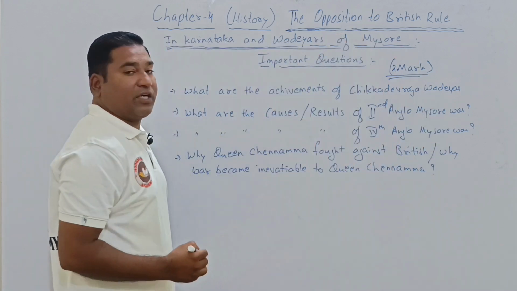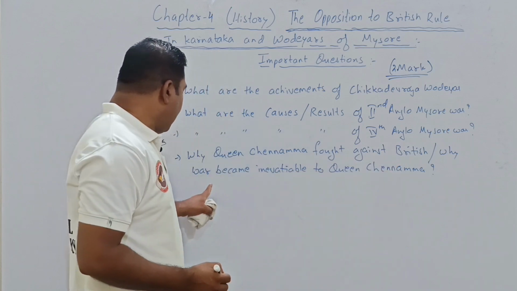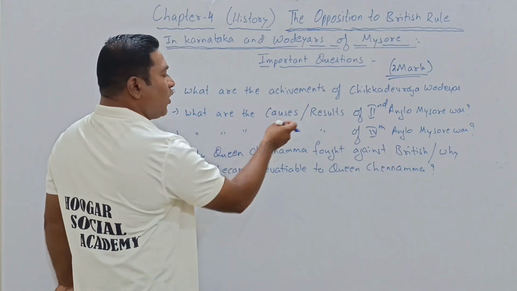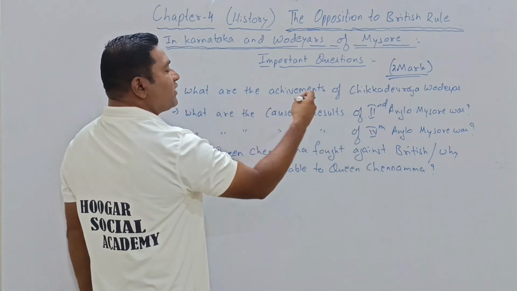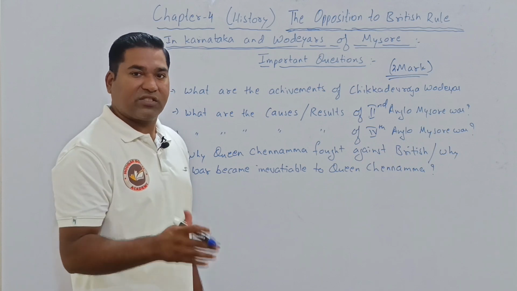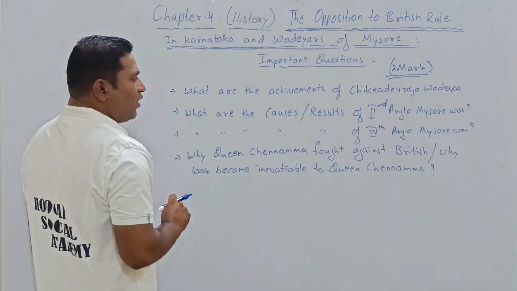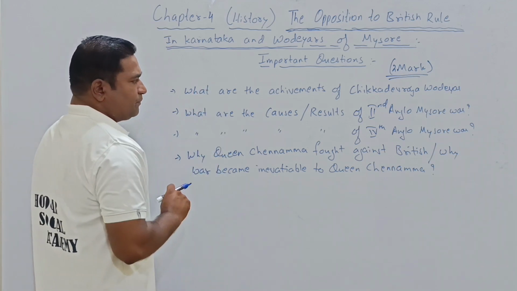Now these are very important 2 marks questions. Why did Queen Chennamma fight against the British, or why did war become inevitable for Queen Chennamma? What are the causes and results of the second as well as the fourth Anglo-Mysore war? And what are the achievements of Chikkadevaraja Wodeyar? Very important for how many marks? 2 marks questions. So you can once again have a small click on these questions for the 2 marks.